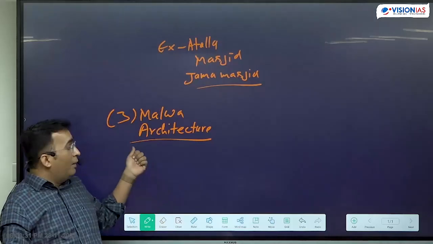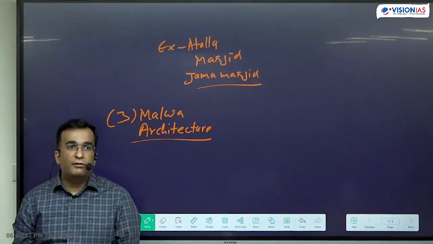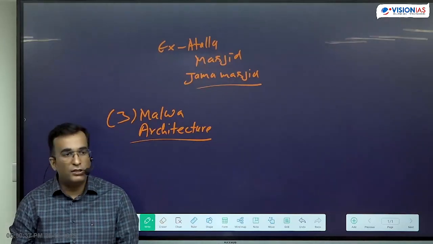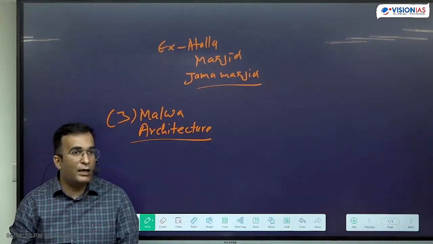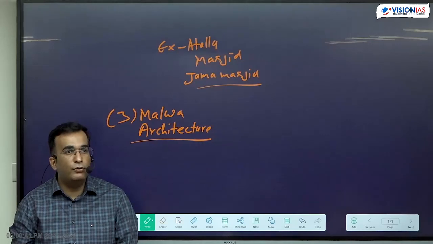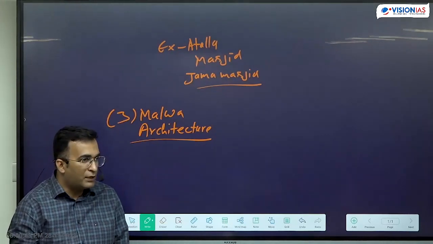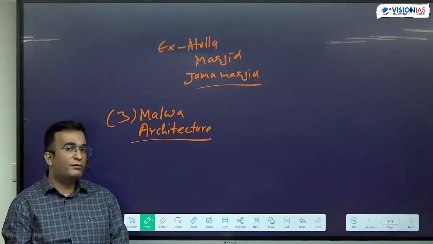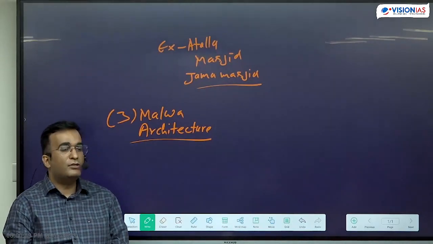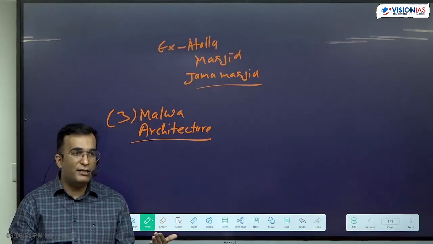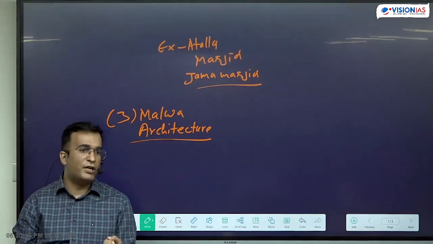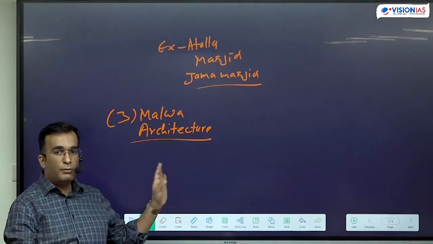Now Malwa architecture is considered one of the finest provincial architectures of the Delhi Sultanate period, and it was developed by the Pathan rulers of Malwa. This Pathan dynasty of Malwa, it came to its end, they were defeated at the time of Akbar, and in fact there are many stories associated with them. So let's first talk about their architecture.